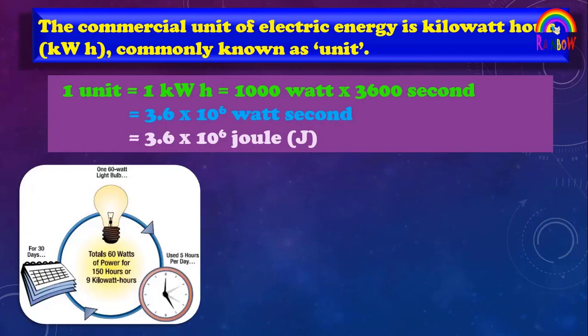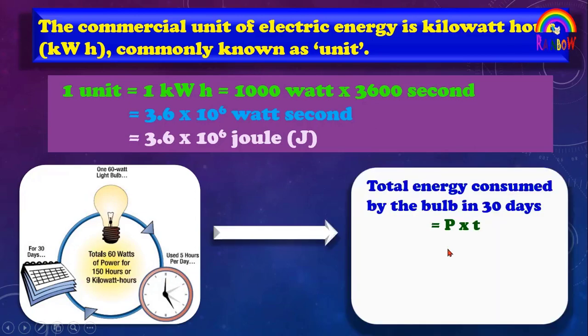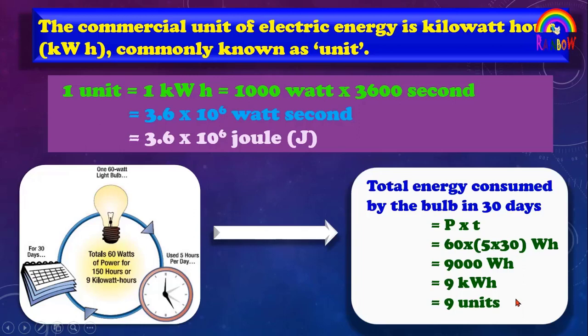Here is an example of how we calculate the energy consumption at our home. If one 60 watt bulb glows for 5 hours in a day, then for 1 month it will be PT. The power of the bulb is 60 watts and the time is 5 hours for 30 days. That is 5 into 30. So we will get 9000 watt hour, and if we convert this to kilowatt hour, it becomes 9 kilowatt hour or 9 units.